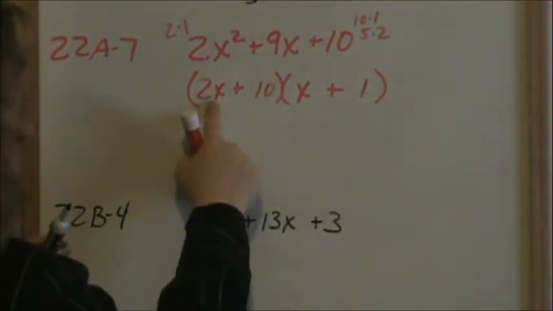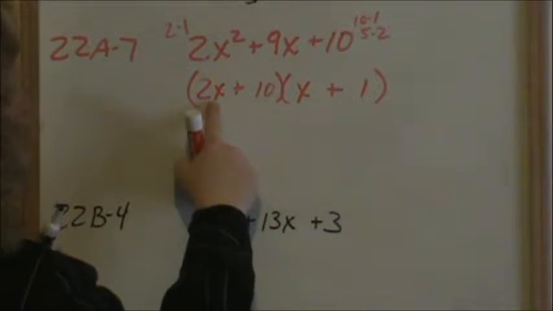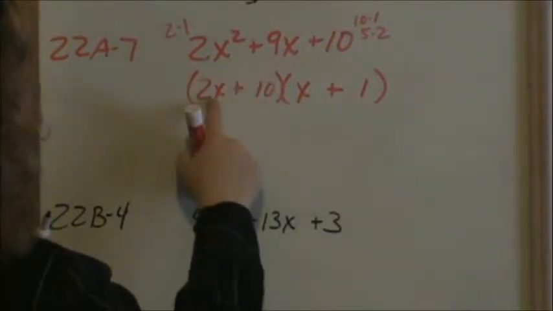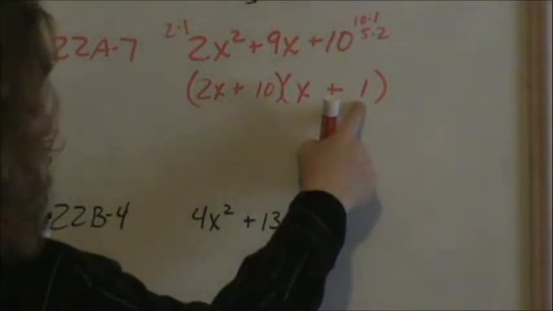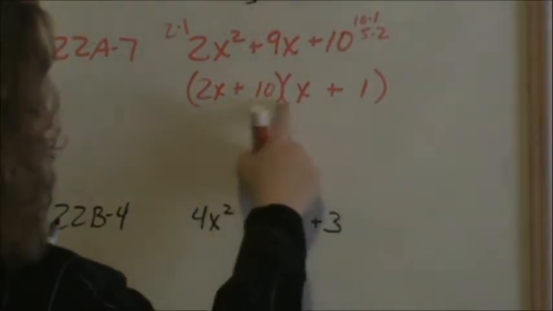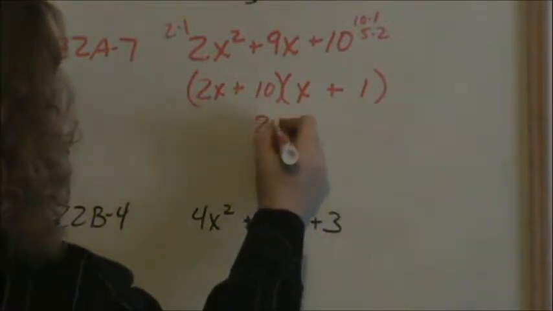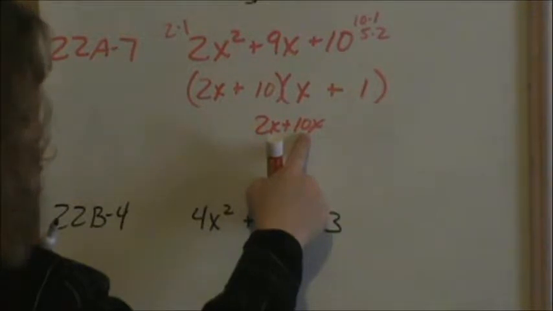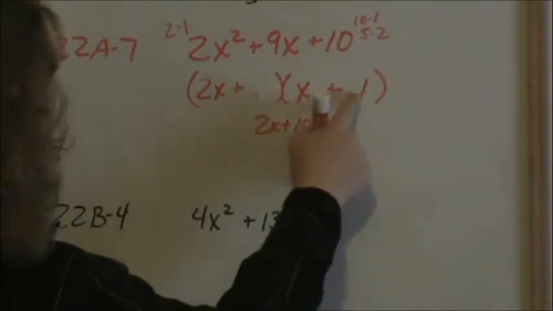The outside and inside terms are what you will add together to get the middle term of the trinomial. Okay? 2x times 1 is 2x. 10 times x is 10x. So that would be a 2x and a 10x. Okay? 2x plus 10x does not give me my 9x. So those factors will not work.